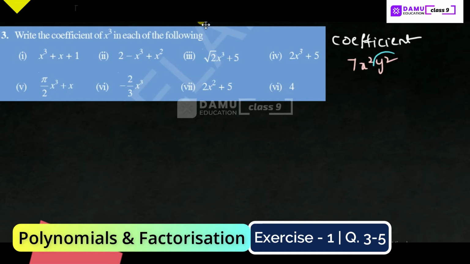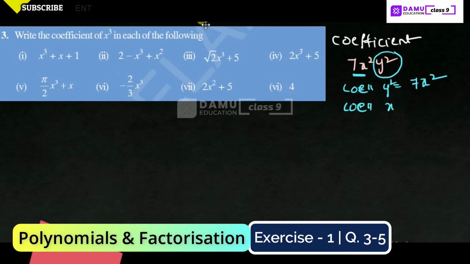What is the coefficient of y square? Whatever is there in the given polynomial other than y square, all of that comes under the coefficient. So the coefficient of y square will be equal to 7x square. Then the coefficient of x square, other than x square we have to take the remaining thing, that is 7y square. Then the coefficient of 7 will be equal to the remaining part, x square y square.